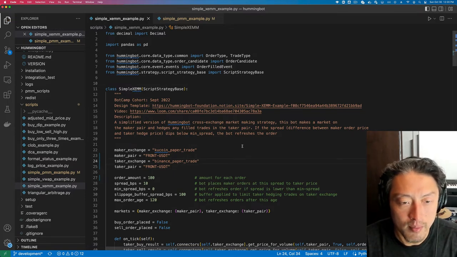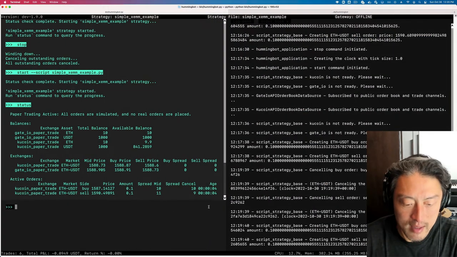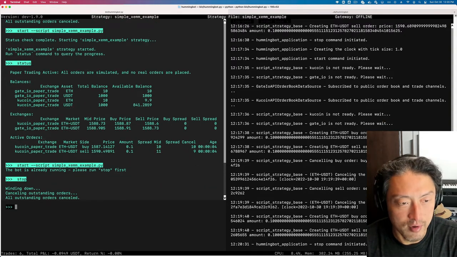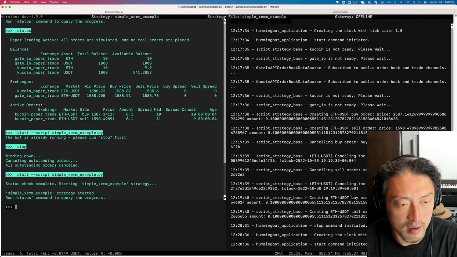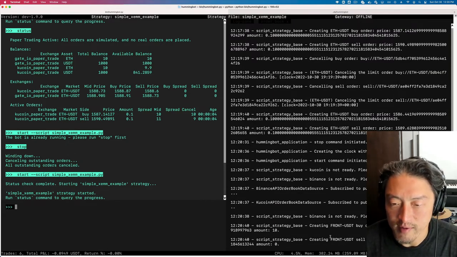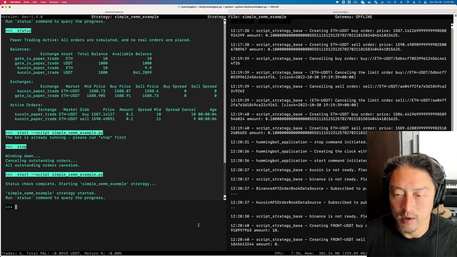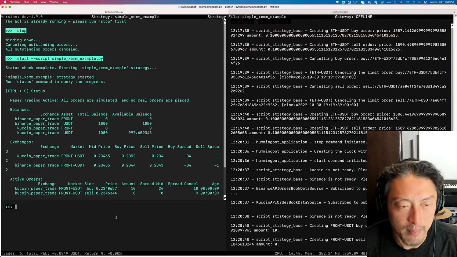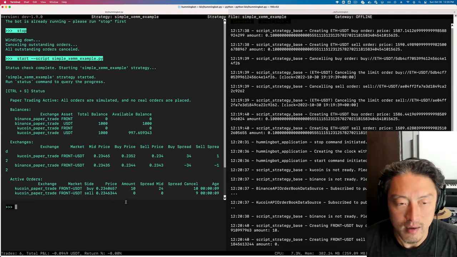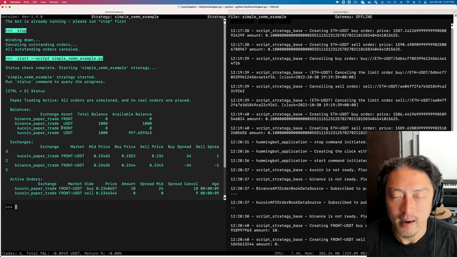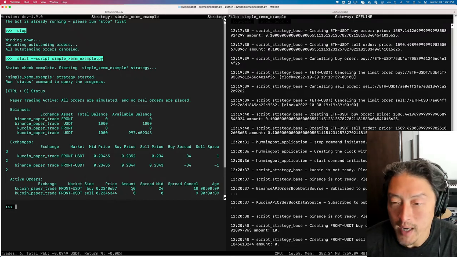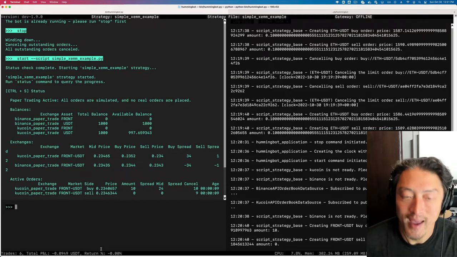So let's save this script and then see if we can test running that in paper trading mode. Oh, stop the bot first, and then we will do this. So we can see that now the orders are here, and it'll create orders on the KuCoin exchange and then cancel them if they exist on Binance. Now, one thing to note is that because I haven't configured any paper trading balances for FRONT, it won't be placing any sell orders, only buy orders, because the bot doesn't know it has any FRONT.